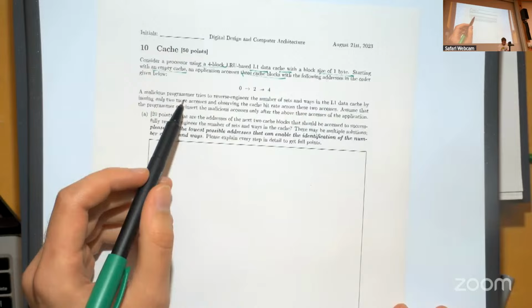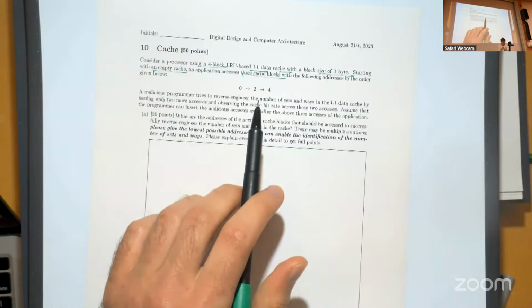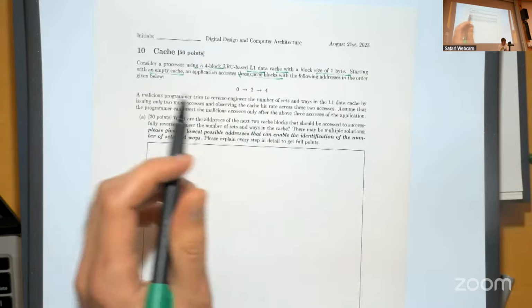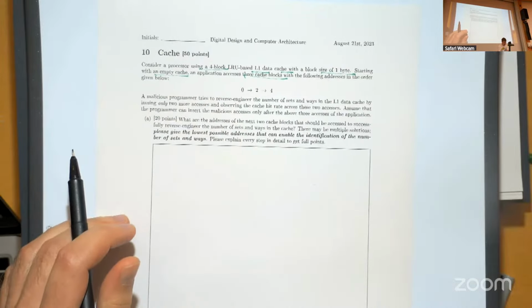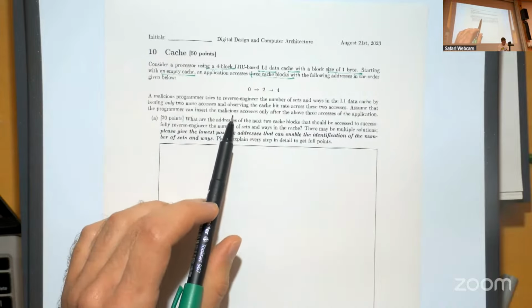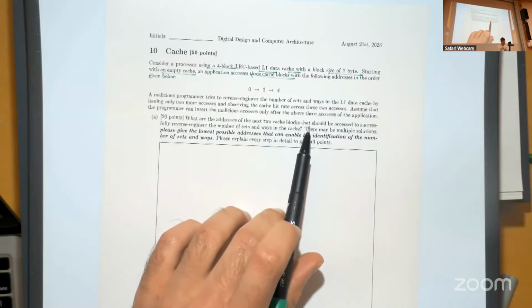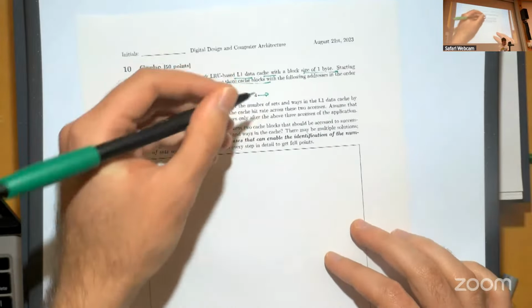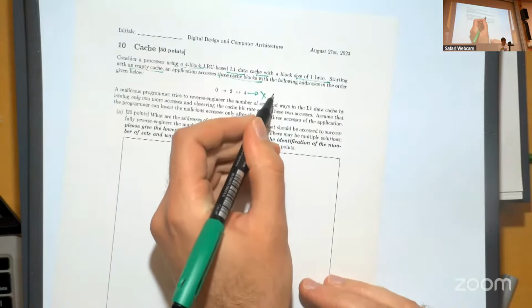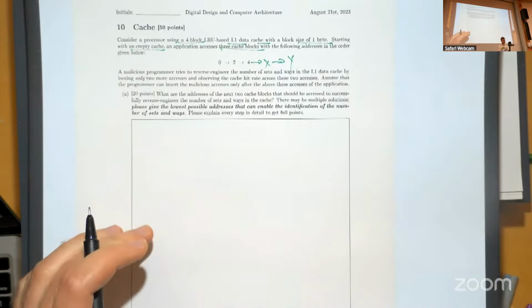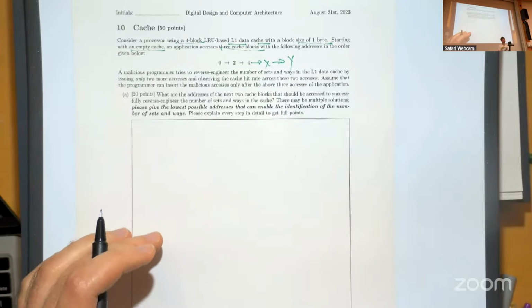A malicious programmer tries to reverse engineer the number of sets and ways in the L1 data cache by issuing only 2 more accesses and observing the cache hit rate across these 2 accesses. Assume that the programmer can insert the malicious accesses only after the above 3 accesses of the application. So we are going to add 1 more access here and 1 more access after that here. And we're going to observe how this changes the cache hit or miss rate.